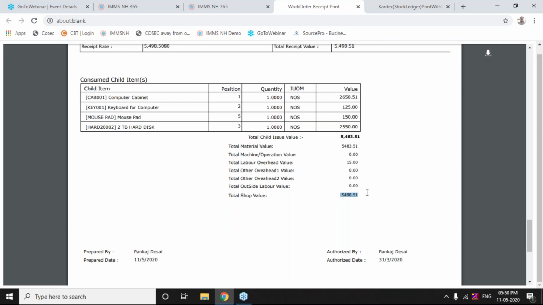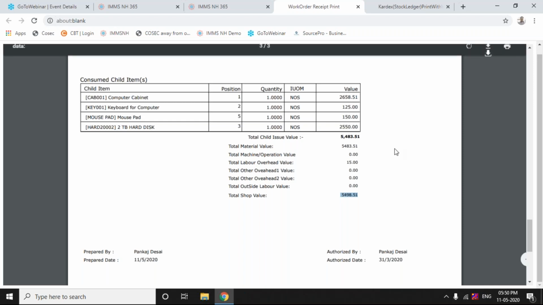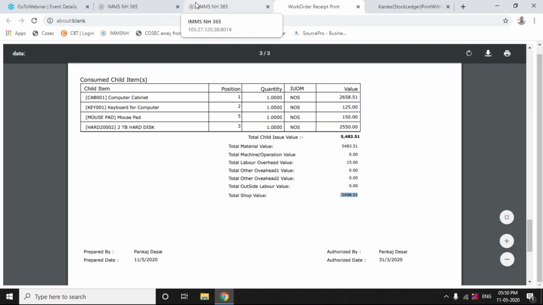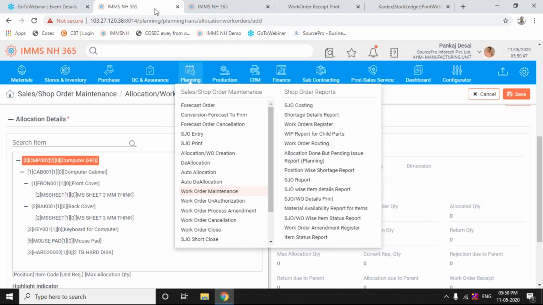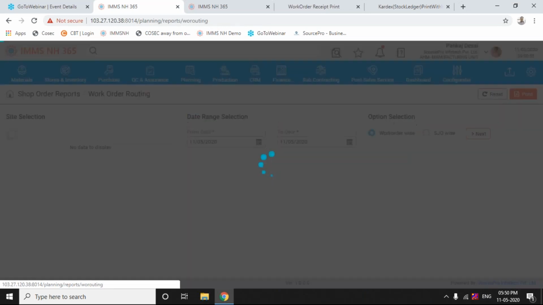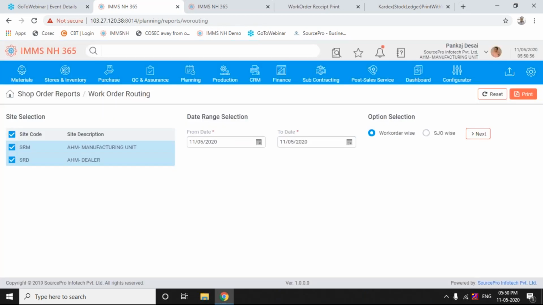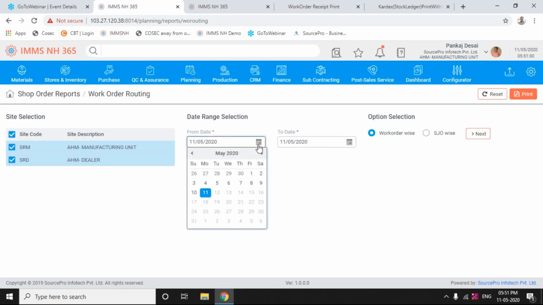And the last thing that I would like to show you is the print of job card or work order routing, which is used by some of our customers for actual shop floor operations. They tag it or they keep it in a laminated sheet or the plastic folder, and that moves along with the tray.